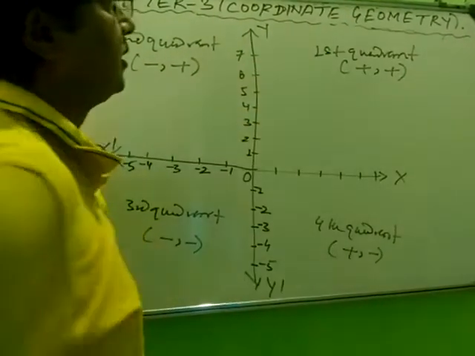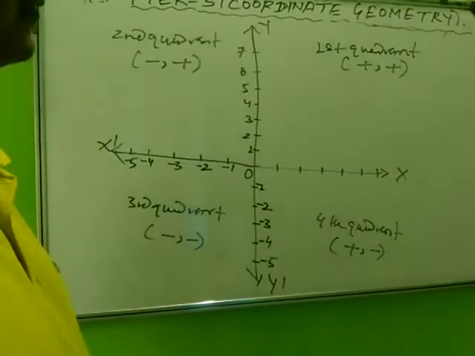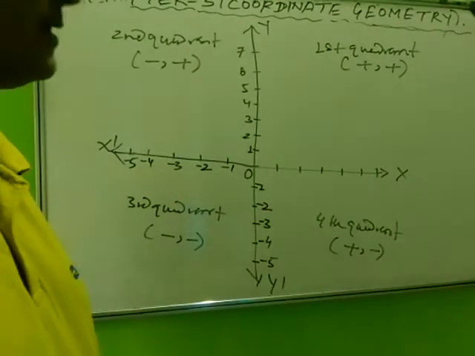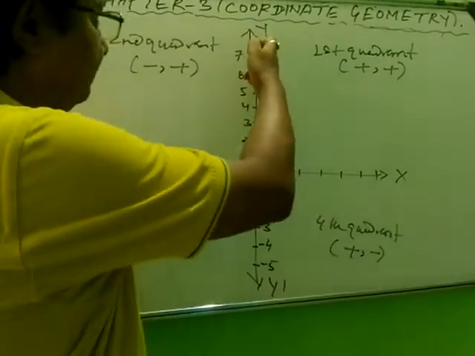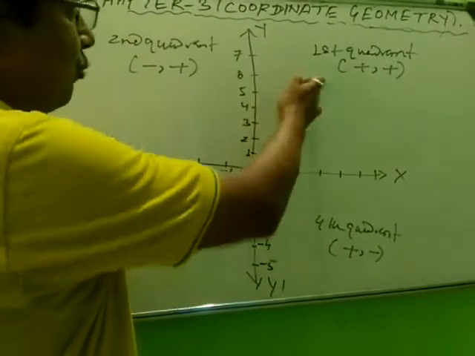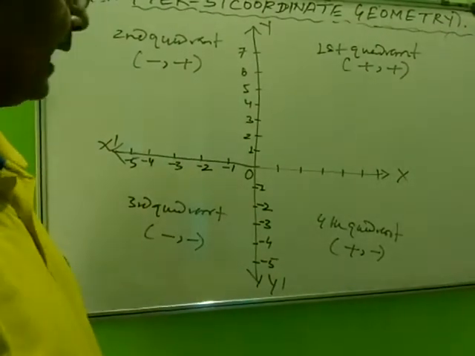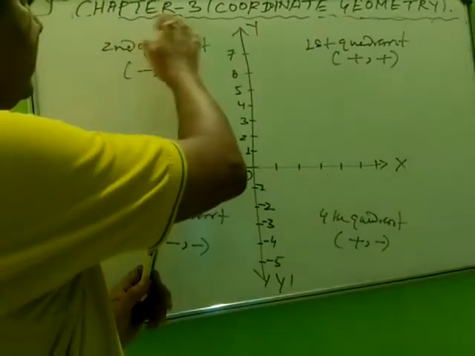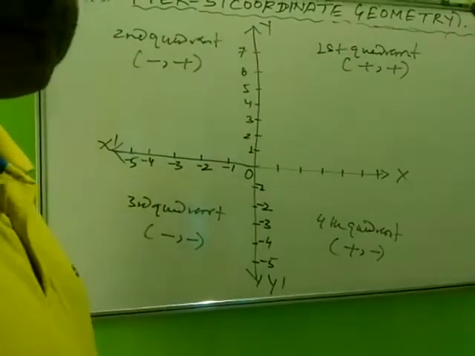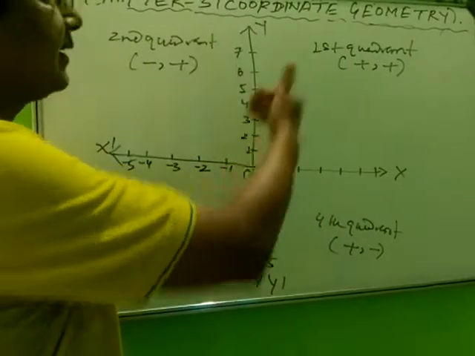Coordinate geometry. So children, you have got the previous concepts of graphs. You have done in class 8 regarding the axes, that is the x-axis, y-axis, then the quadrants. Today we are going to discuss all these things, and the same things that you have got in class 8, you will get in this chapter number 3. But in chapter number 4 you will get a concept higher than this.